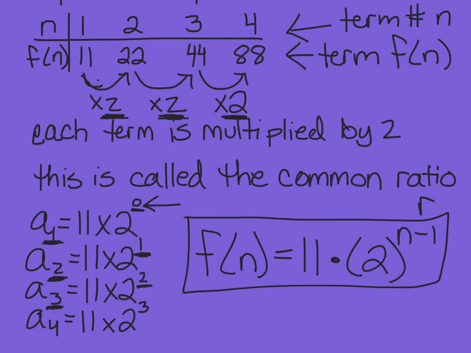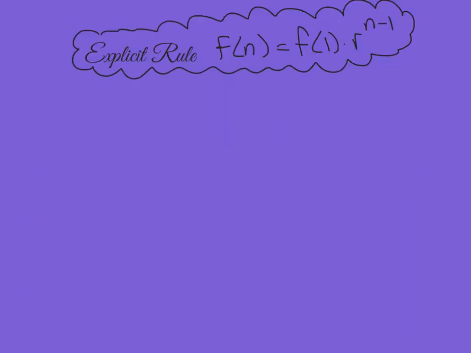So that takes us to different kinds of rules that we can write for our geometric sequences. When we write an explicit rule, the explicit rule is always going to be f of n is equal to, and then f of 1, whatever your first term is, which in the example that we just did, our first term was 11, and then r is your common ratio, so for ours it was 2, and then we're always raising it to the n minus 1 power. So write this in your notes, f of n is equal to f of 1 times r to the n minus 1 power. Important, important, important.